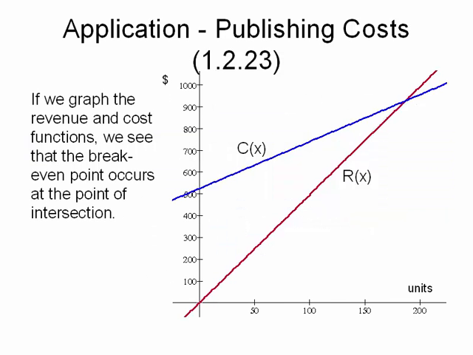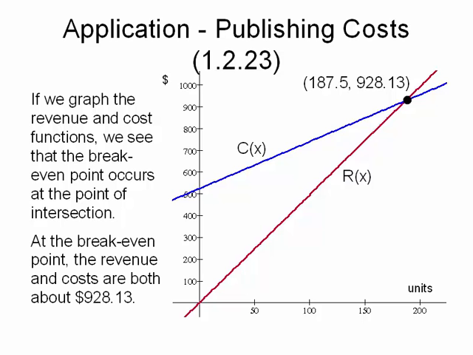Now let's look at this graphically. So if we graph the revenue and the cost functions, our break-even point was at 187.5, so if I label that on here, you're going to see the point up here is 187.5, and if I was to plug that into each one of my functions, they would be equal at a value of $928.13. Notice that I rounded this to 2 decimal places because this is dollars and cents.